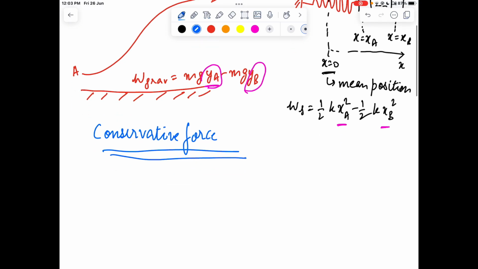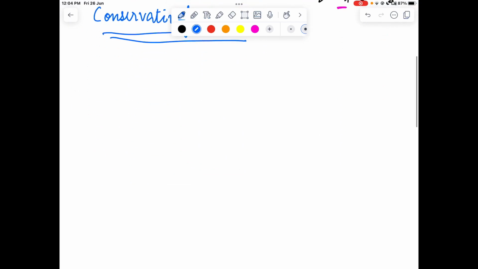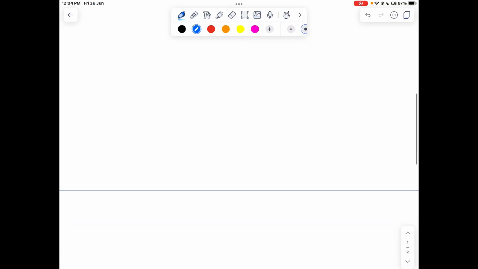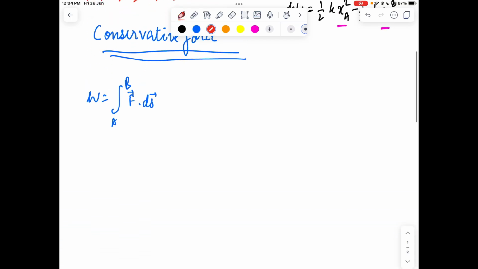So what we can do now is that instead of carrying out the line integral, so instead of doing this, if work is equal to the integral of a to b of F vector dot ds vector, we can, for the case of the conservative force, define a function. So let's see how that works.